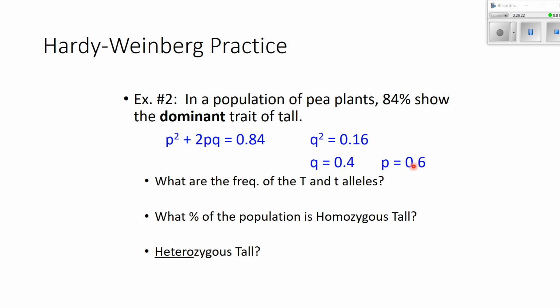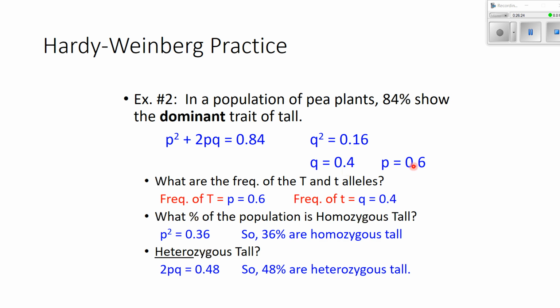1 minus that is 0.6. So there's my values for P and Q. Now, what percent of the population is homozygous tall? I'm going to base everything I do now off of these two numbers. So what percent are homozygous tall? That's 0.6 squared, which is 0.36, which is 36%.